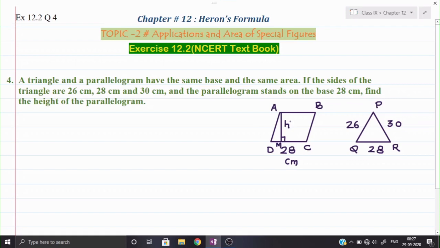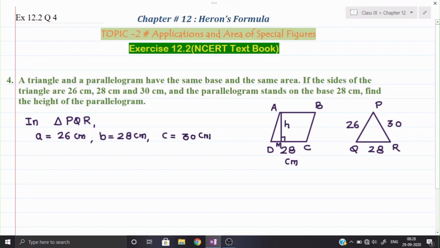Now let us see how we can solve this question. First of all, we shall solve it in some parts. The first part is to calculate the area of triangle PQR. So in triangle PQR, a is equal to 26 centimeter, b is equal to 28 centimeter, and c is equal to 30 centimeter. So we have been given these three values.